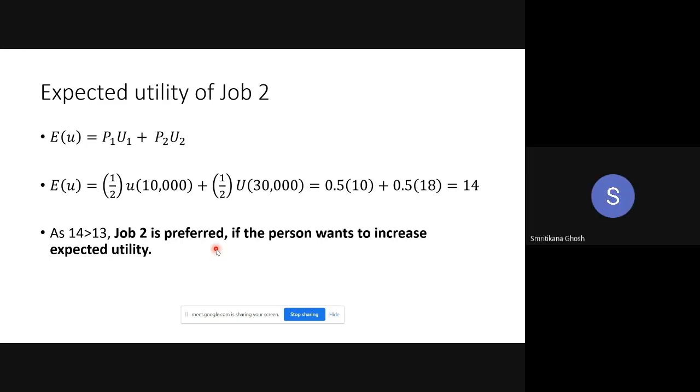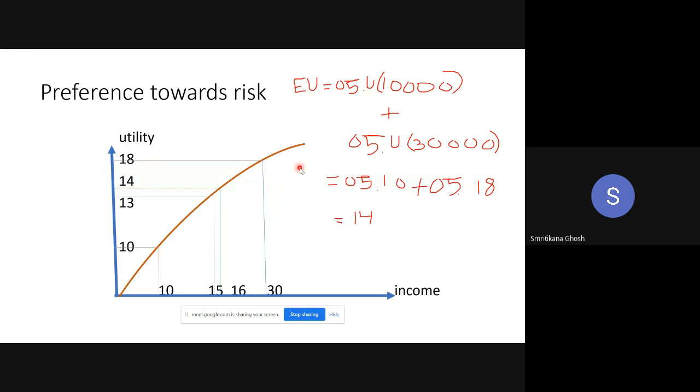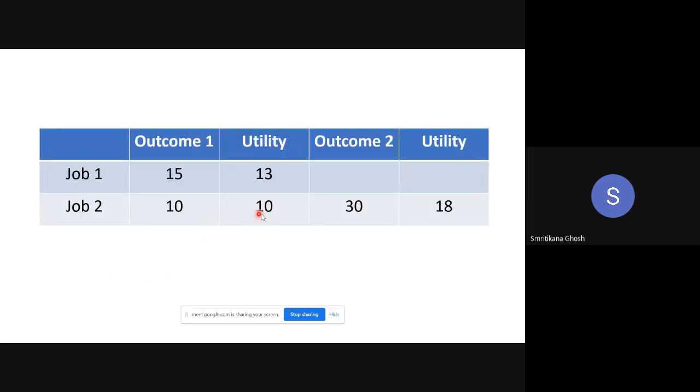Ma'am, how can we find the income corresponding to the expected utility? No, I'm not getting income with expected utility. I'm getting the income and the corresponding utility. That information is given to me. This is my income, 10,000. And if 10,000 is my income, my utility is 10 because I know the slope or the shape of my total utility curve. Everything about the total utility curve is known to me. So that is how we are getting the utility.